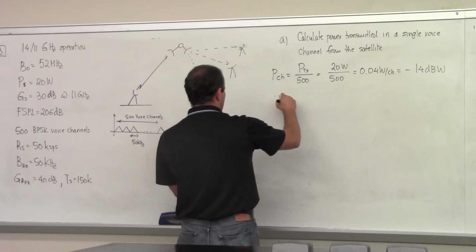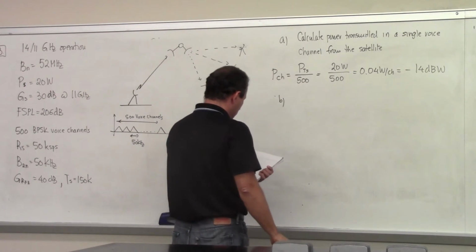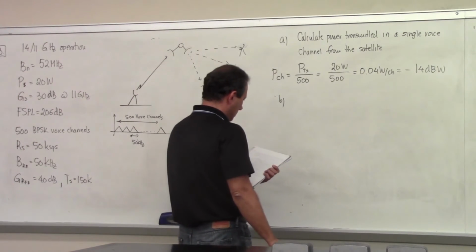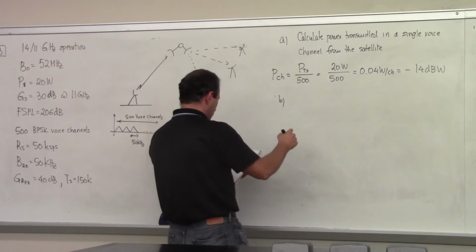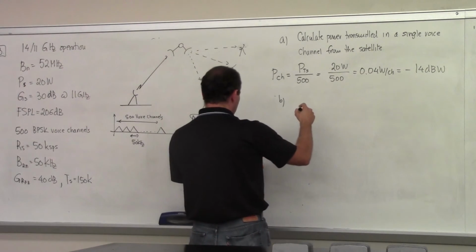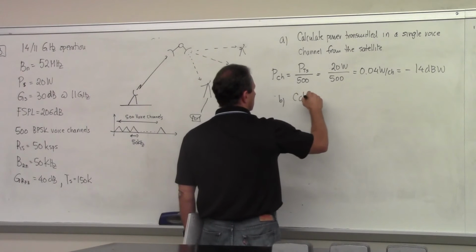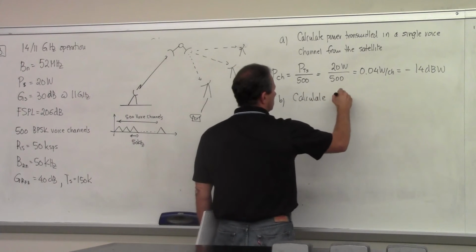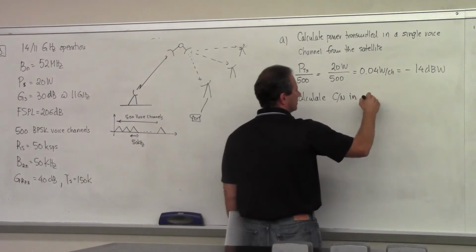B, calculate C to N in clear air for an earth station receiving the signal. So calculate C to N in clear air.